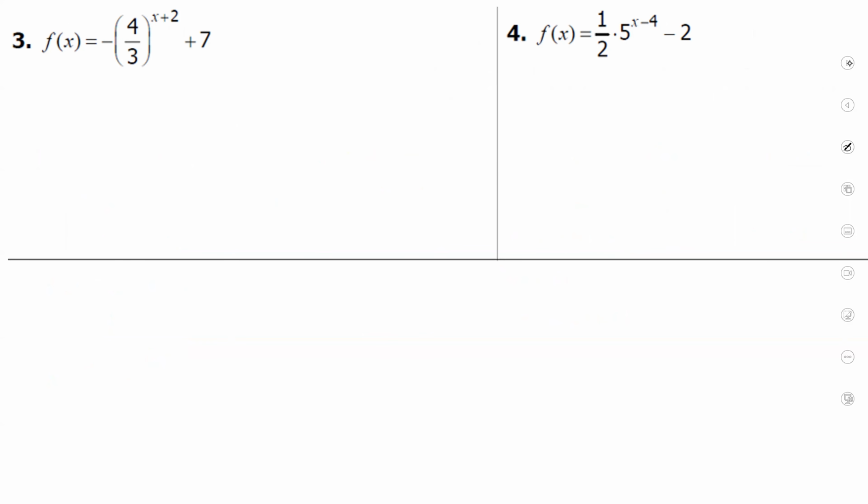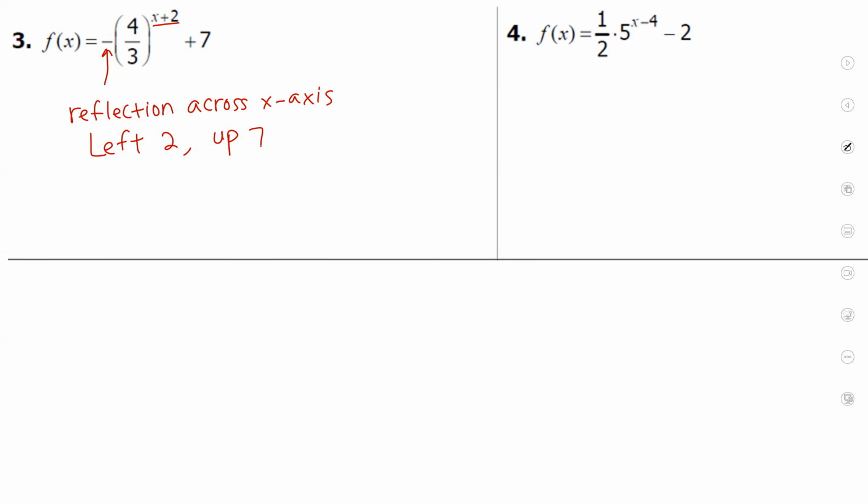So guys, we have a negative in the very front. What will this represent? Yep, this will be a reflection across the x-axis. Now, 4/3 is just your base. That is not a part of your transformation. This +2 in the exponent means it will go to the left 2, and then the +7 means up 7.